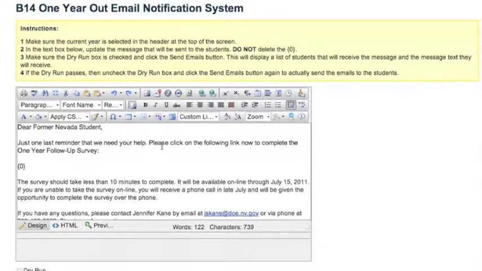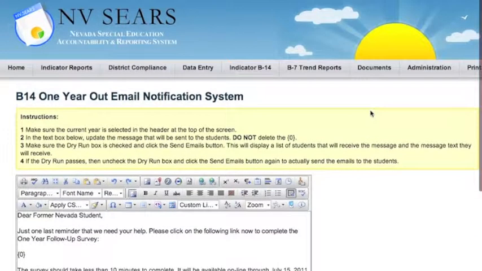Other methods are available too. There's letters that actually get mailed out to the students, and some of the students are called. But the majority of students actually just complete the surveys themselves online, and it relieves a lot of effort at the Nevada Department of Education trying to track these students down, call them up, take surveys over the phone, and things like that. So with regards to indicator 14 anyway, I believe Nevada SEARS has made data collection and reporting a lot easier for the state of Nevada.